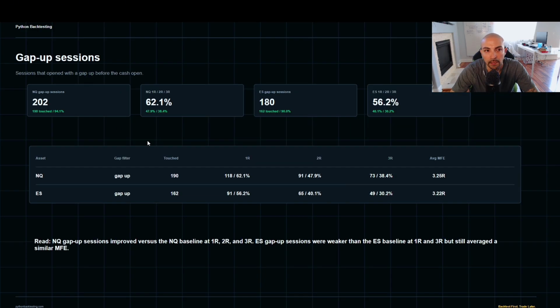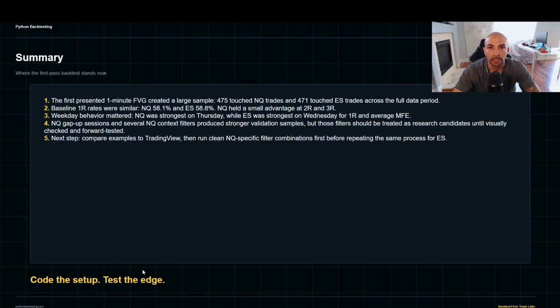And then this is an additional filter. Basically, if we gap up pre-market, then you have a 1R probability of 62% based on the last 2 years for NQ, and 56% for ES. And that's all I got for you on this one. ICT's first presented fair value gap, holding up, holding strong for a 1R.